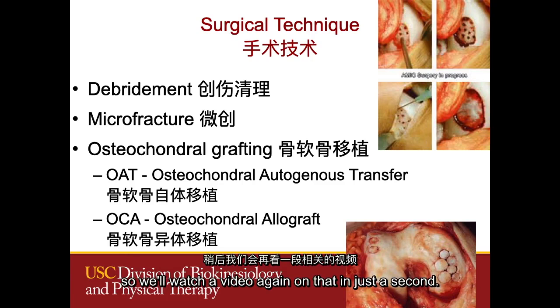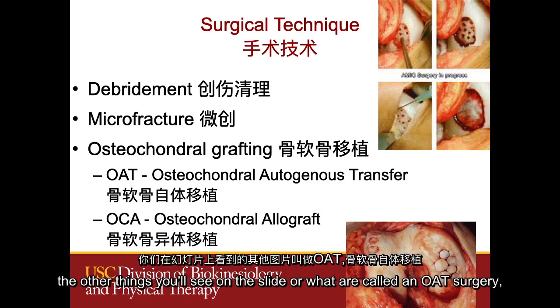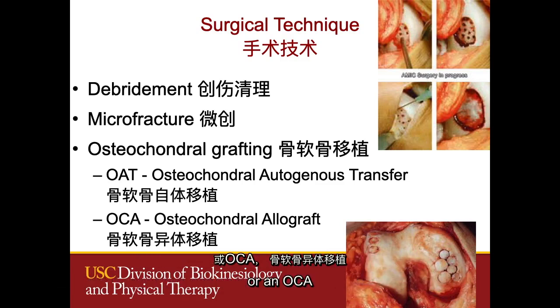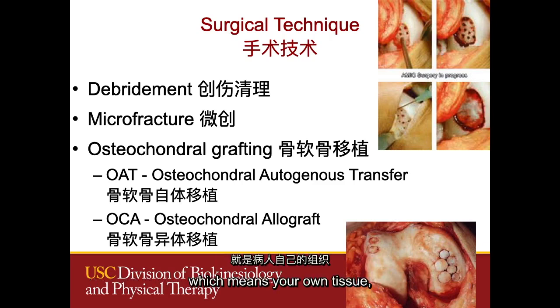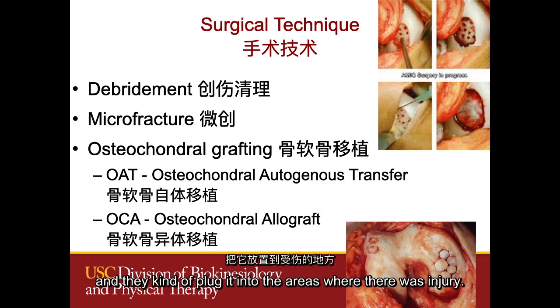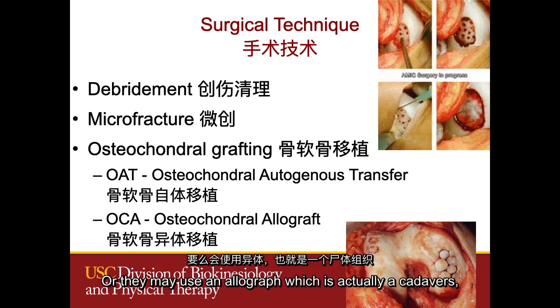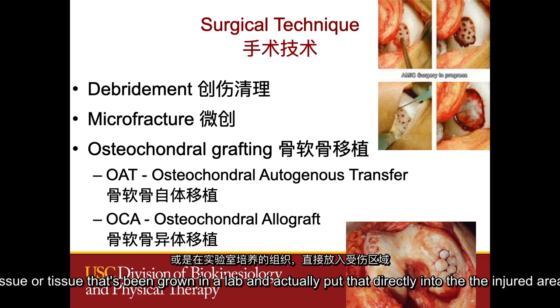So we'll watch a video again on that in just a second. The other things you'll see on this slide are what are called an OAT surgery or an OCA. This is where they either take an autogenous transfer, which means your own tissue, and plug it into the areas where there was injury, or they may use an allograft, which is cadaverous tissue or tissue that's been grown in a lab, and put that directly into the injured area.